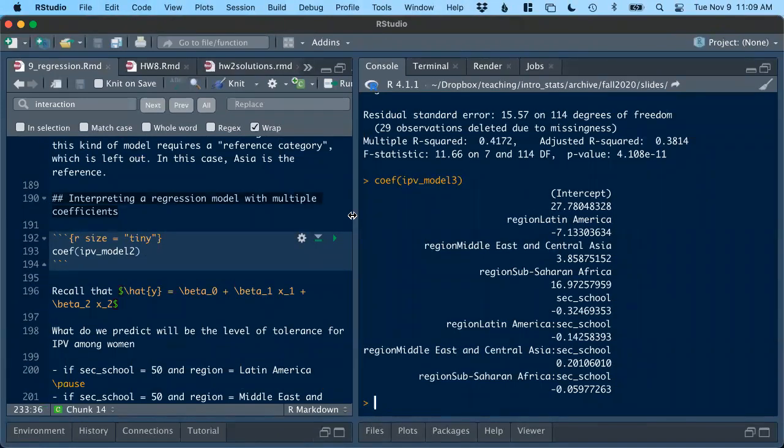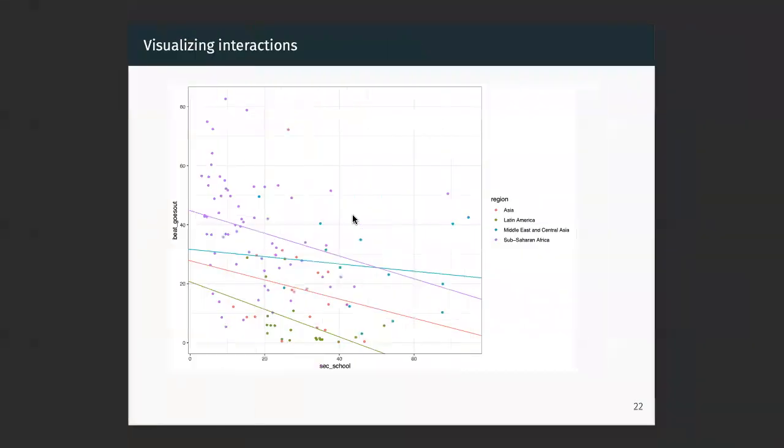I strongly encourage you, anytime you estimate a model with interactions, to make a visual of it. Because once we get here, I believe that this gets dramatically easier to understand what the model's actually doing, right? We go from these 9 numbers to a plot where we can see what the underlying relationships actually are.